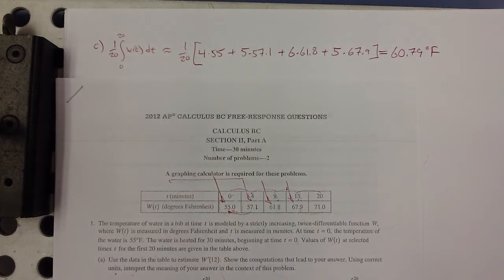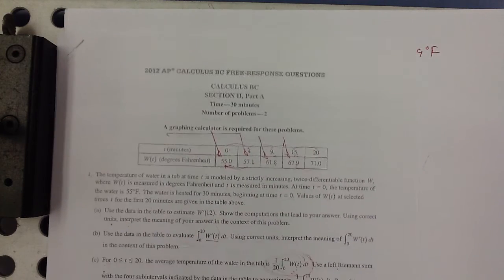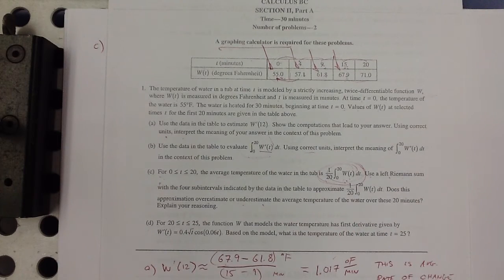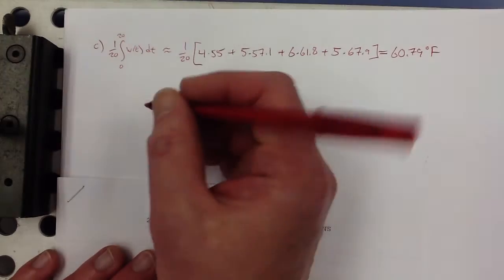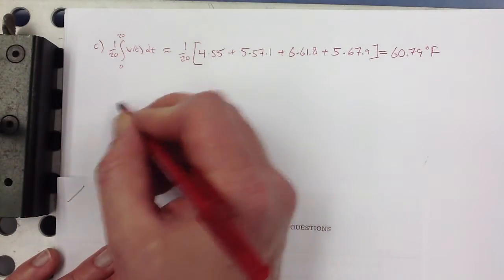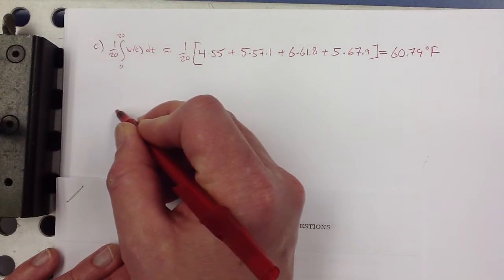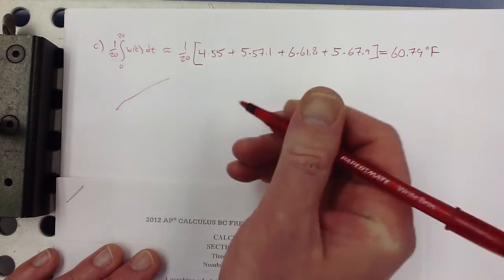Okay, so they want to know, does this approximation overestimate or underestimate the average temperature of the water over those 20 minutes, and explain? Well, I think the best explanation is to think about it like a graph. The temperature is going up. The water is being heated. They told us that. So whatever the water is doing, it's getting warmer, right?